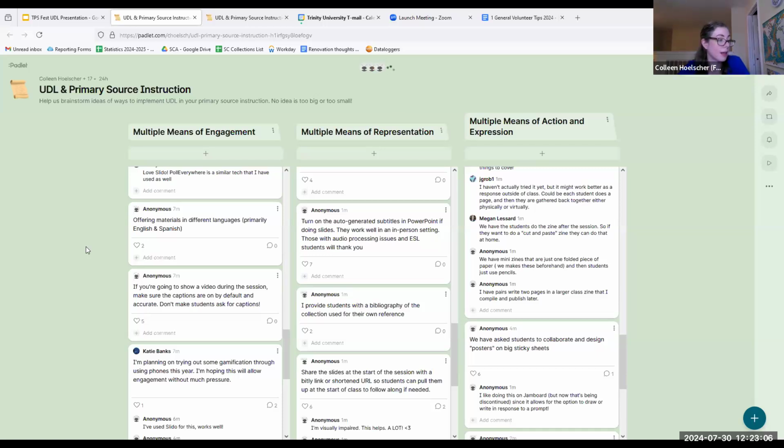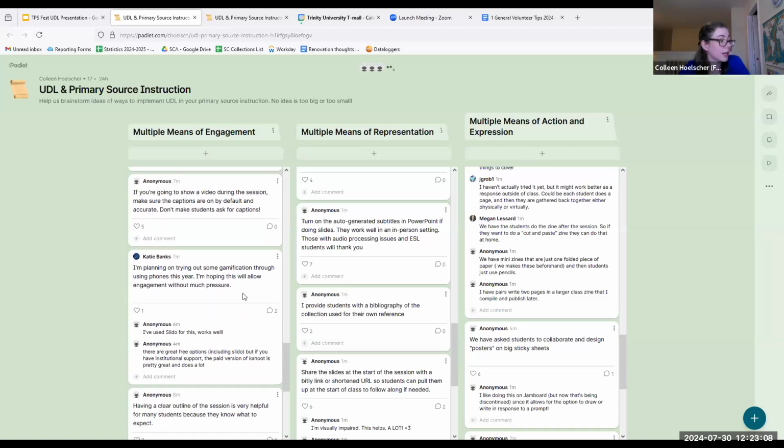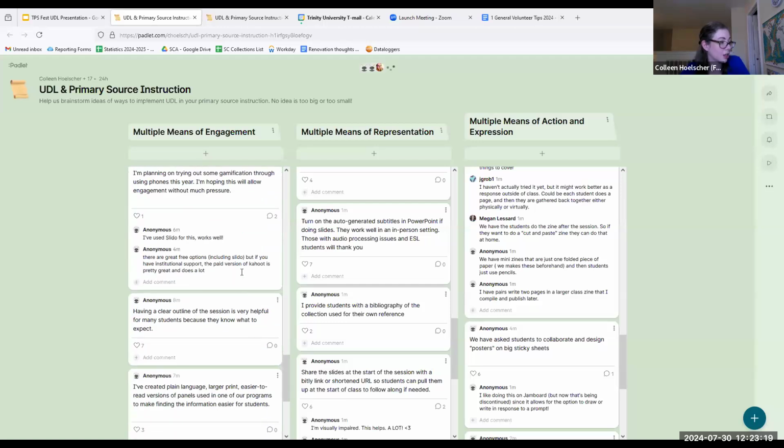Another person said they're planning to try out gamification through using phones this year, hoping this will allow engagement without much pressure. And someone mentions Kahoot as an option. I know my 10-year-old uses Kahoot at school and gets very into it.